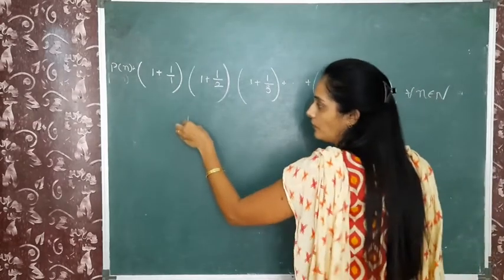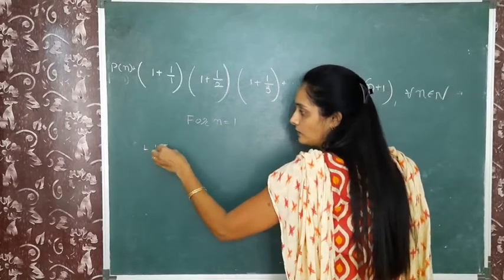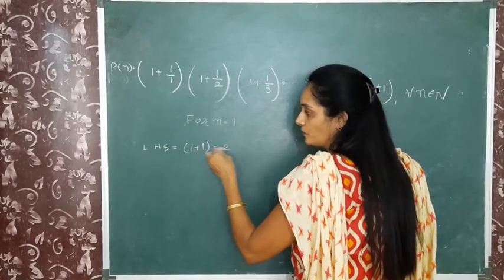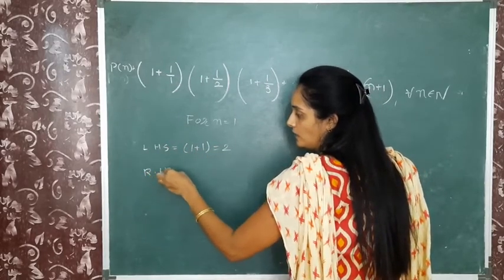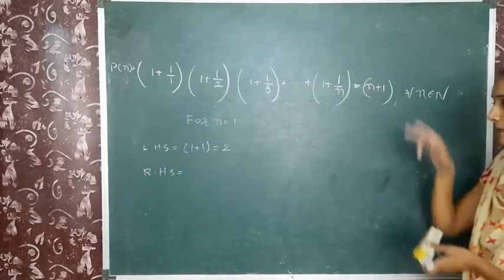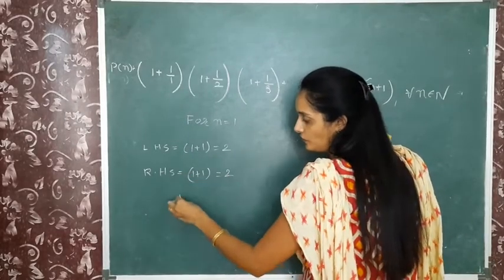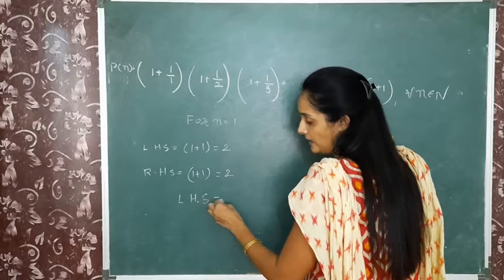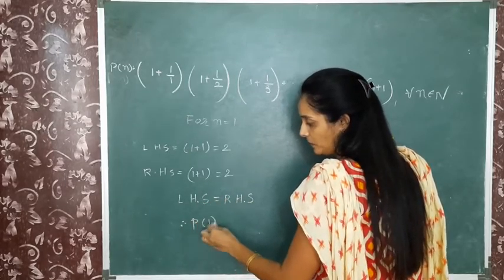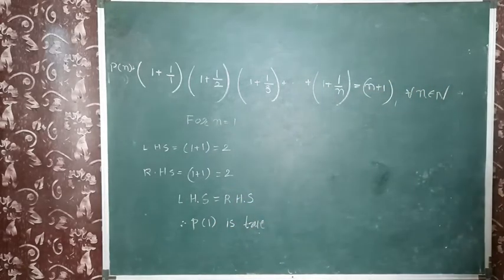Okay. For n is equals to 1, left hand side: 1 plus 1, so 2. And right hand side, to get right hand side we replace n by 1. So 1 plus 1, so the answer is 2. So we can say LHS is equals to RHS, and therefore P of 1 is true. Okay.